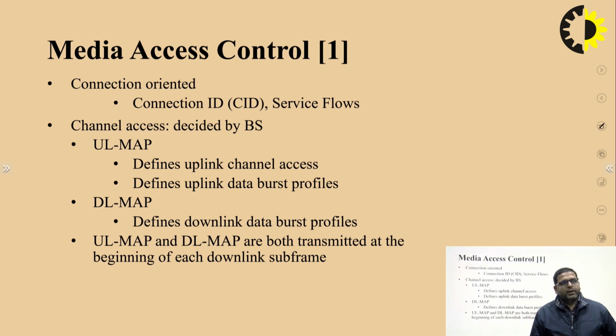All these things are defined by the uplink map, whereas in the downlink map we define the different kinds of power profile and the error correction and detection coding schemes which are used in downlink connections.